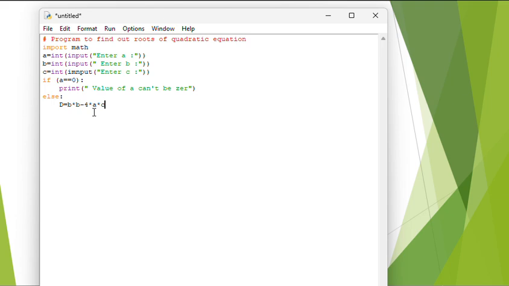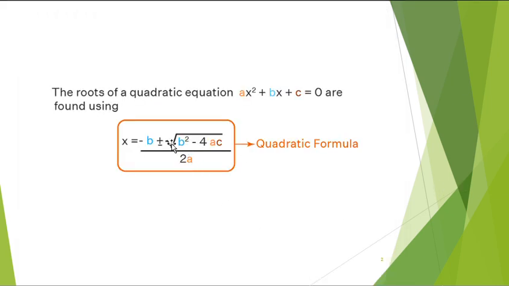Now if the value of d is greater than 0, we know that the roots will be real and unequal. If the value of d, that is b square minus 4ac, is 0, the roots are real and equal. And if the value of d is less than 0, roots will be imaginary and unequal. So we will go with only two cases when the roots are real. We will not even compute the complex roots.